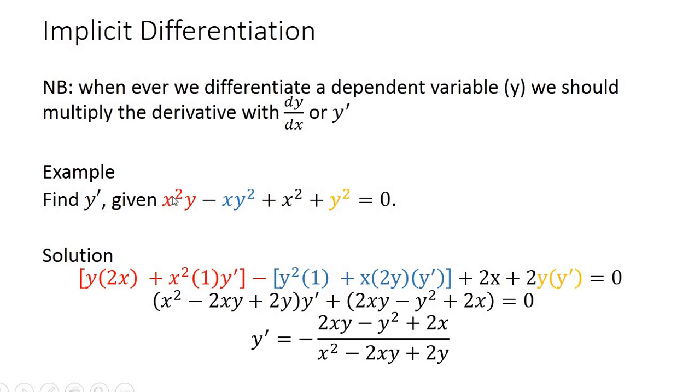First, you can see this is a product. For implicit, we need to differentiate for both x and y. But the x and y in this case, they are a product. So we need to apply the product rule.